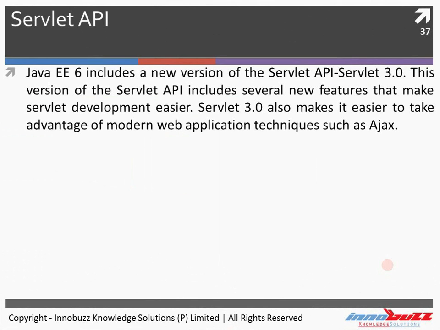So, servlet API: Java EE 6 includes the new versions of the servlet API, that is, Servlet 3.0 or 3.1. This version of the servlet API includes several new features that make servlet development easier, and also make it easier to take advantage of modern web application techniques such as Ajax. So this is also one of the important features to look for.